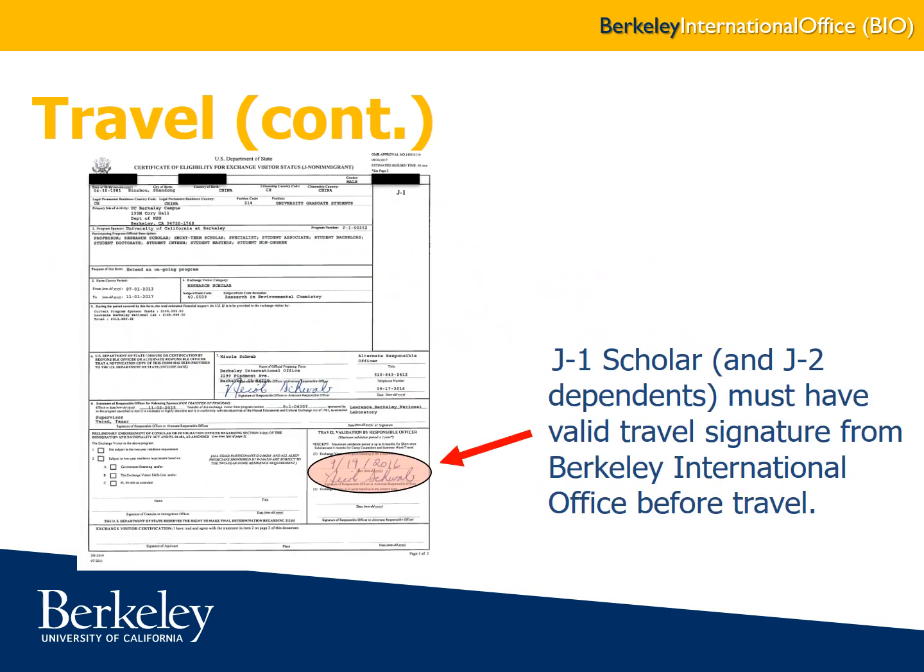As I mentioned in the previous slide, you will want to make sure that you have received an international travel endorsement from the Berkeley International Office before you travel internationally. You can do so by emailing jscholar@berkeley.edu at least 2 to 4 weeks before departure from the U.S. to obtain a travel signature on your Form DS 2019 for yourself and any J2 dependents. The travel endorsement is valid for 1 year or until the end of your program, whichever comes first.